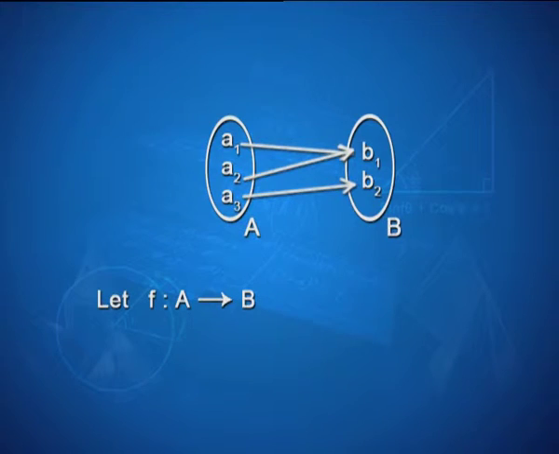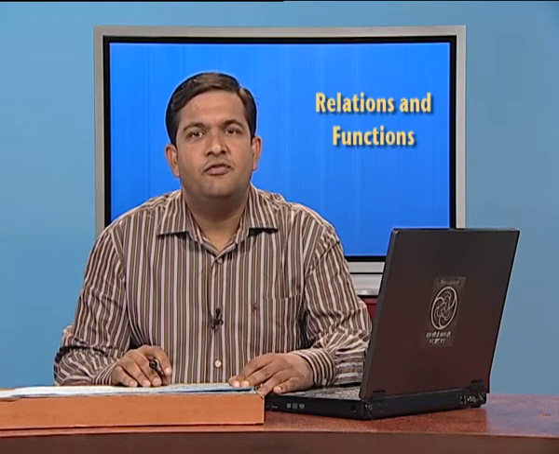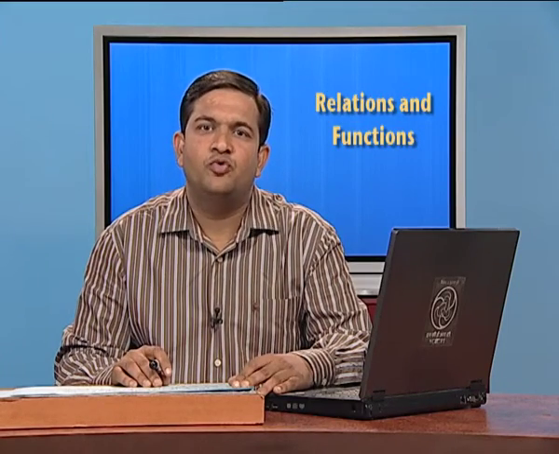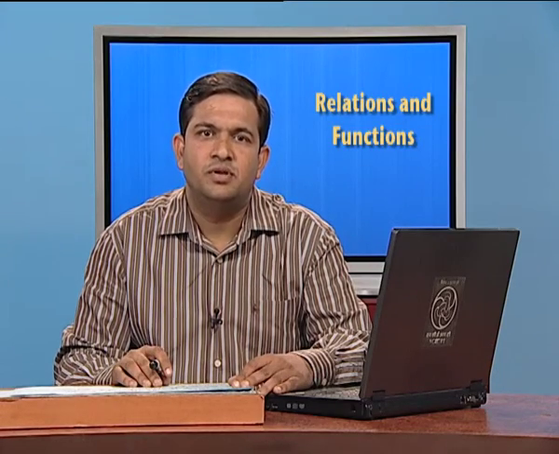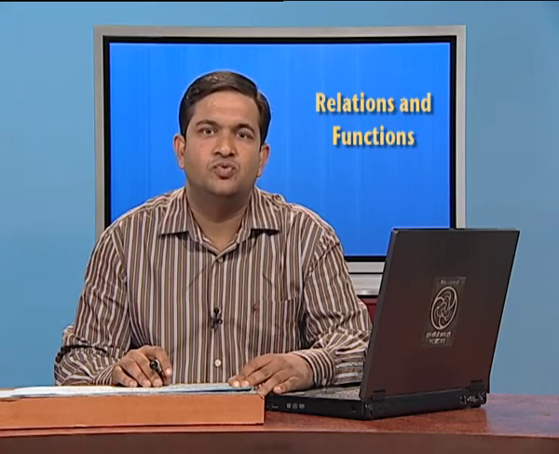Let A and B be two sets, A with 3 elements A1, A2, A3, B with 2 elements B1, B2. A1 is related with B1, A2 related with B1, A3 related with B2. In this example, there is no element in B which is not related with any element of A. Therefore, we can say this function f is onto function. In other words, a function f is said to be onto if codomain of f is equal to range of f. Let us take an example to verify whether a given function is onto or not.